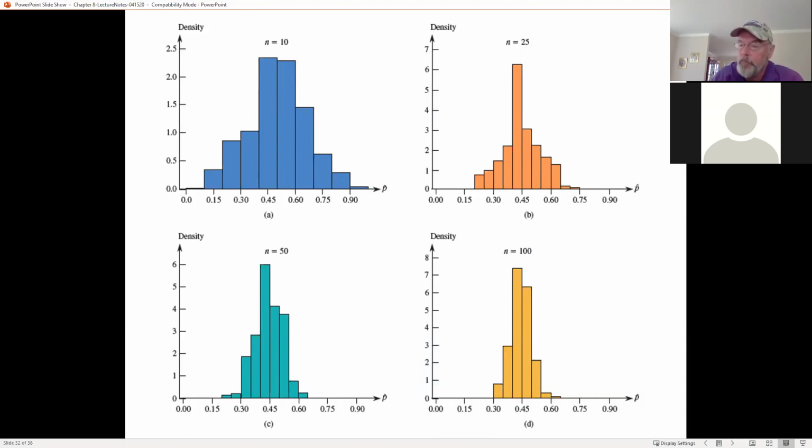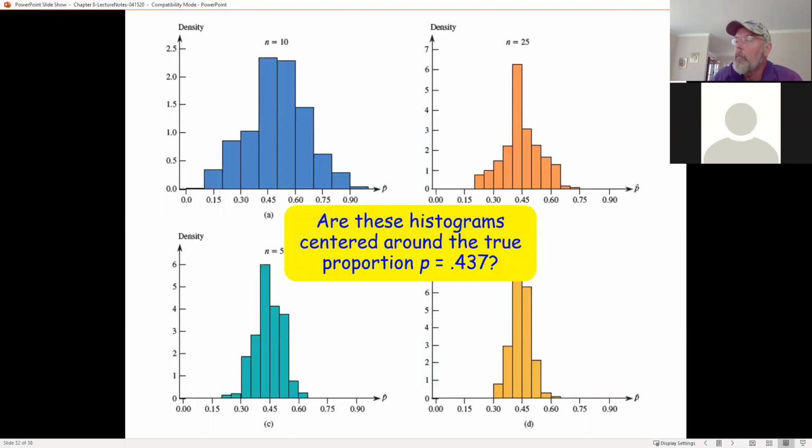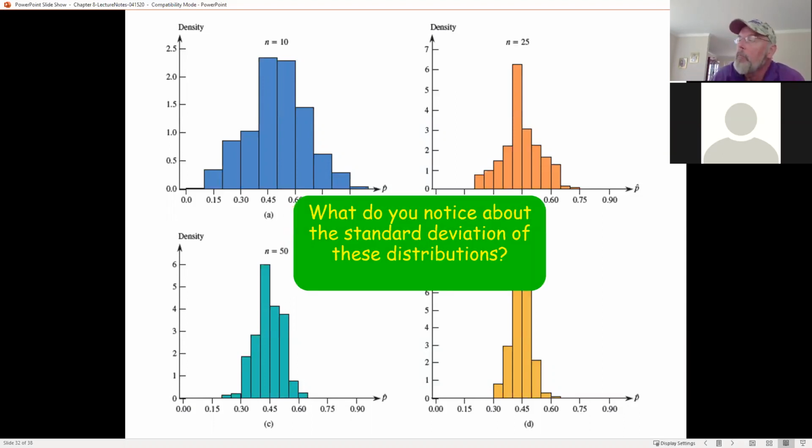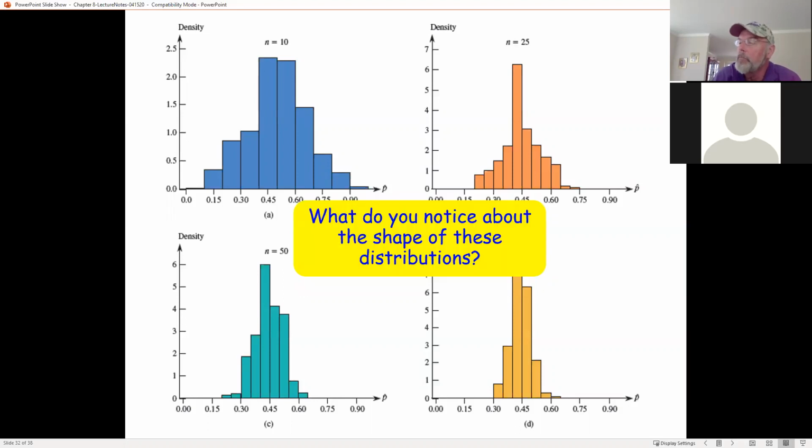Questions? Okay, yes, I think the proportions are centered, the histograms are centered on 0.43, 0.44. And as the sample size increases, the standard deviation of the distributions will decrease. Okay, and the shape is very symmetrical.